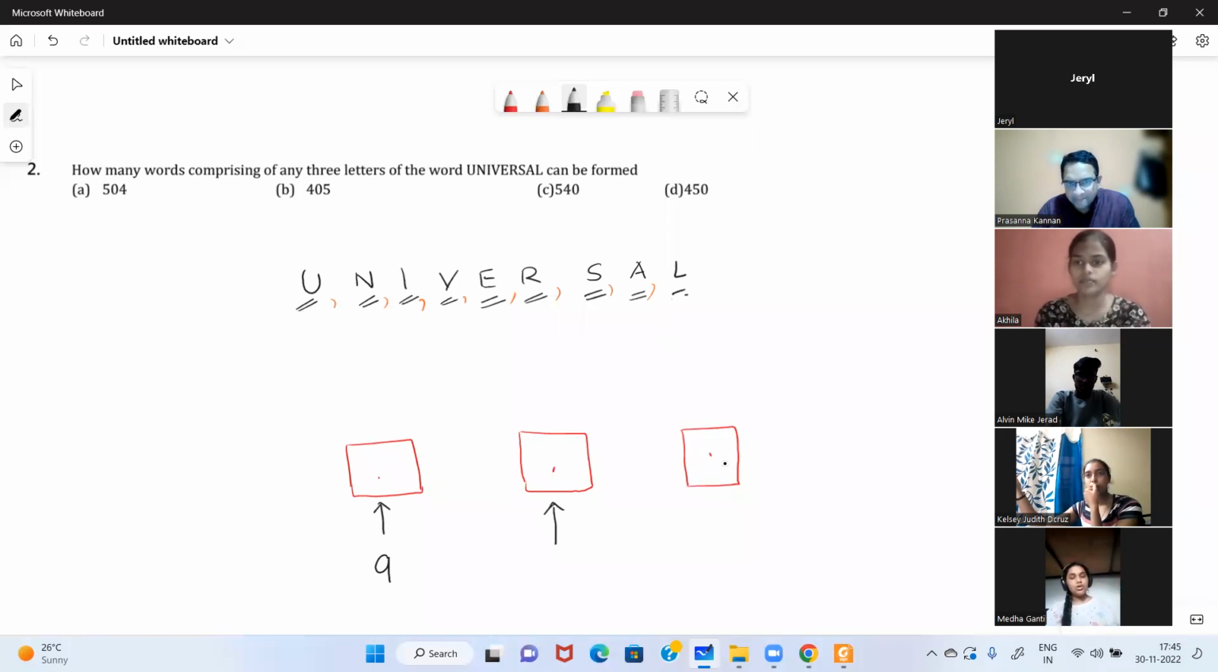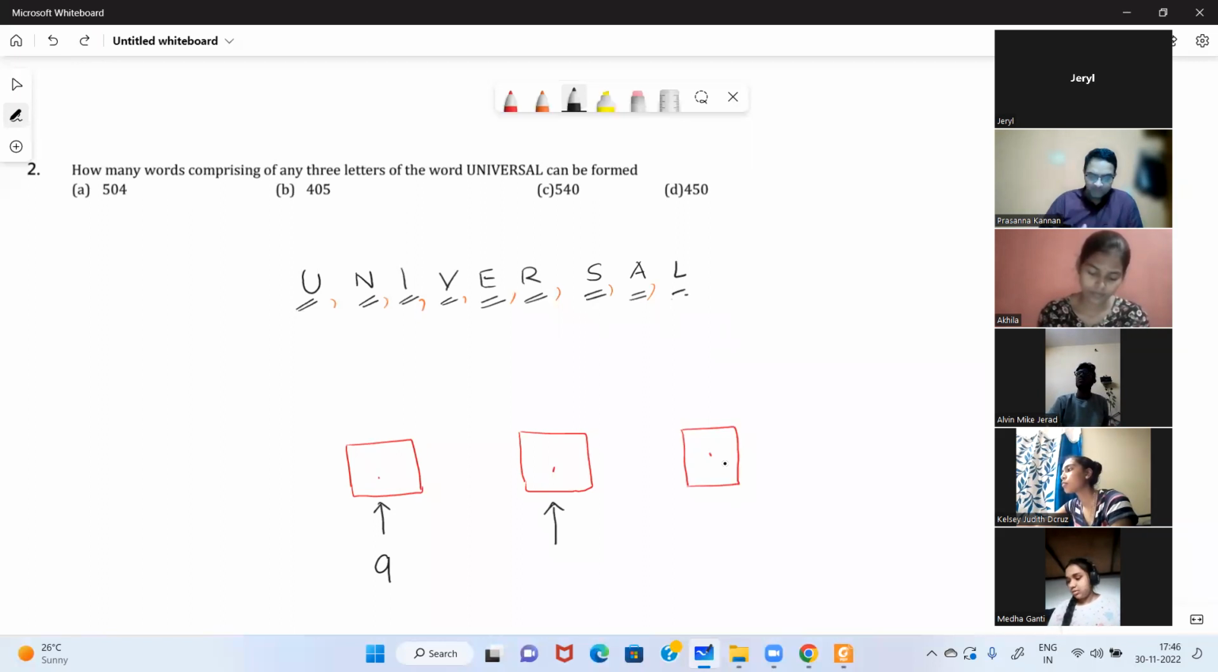Sir, but they haven't given that repetition is not allowed. See here, if that is the case, then the answer must be 9 cube, and 9 cube is 729. First thing is it's not there, right? So it clearly shows that the repetition is not allowed. And specifically, if nothing is given, then you can take that repetition is not allowed.